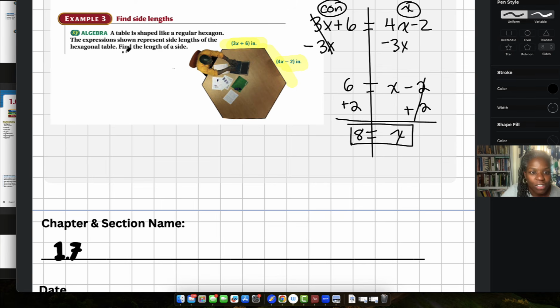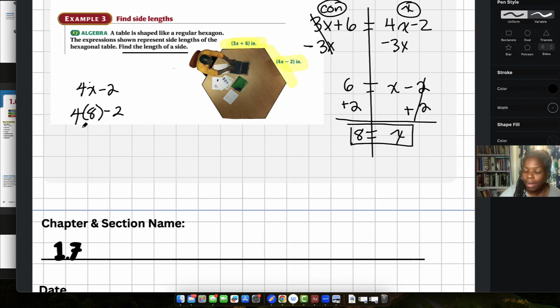But they asked us to find the length of the side. What that means is we've got to substitute the 8 back into this expression in order to figure out what the length is. I can choose either expression because both of those sides are congruent. I'm going to go with the 4x - 2. So since 4x - 2 is equal to one of the sides, and I know what x is equal to, I'm going to plug that into the expression and calculate what I have.